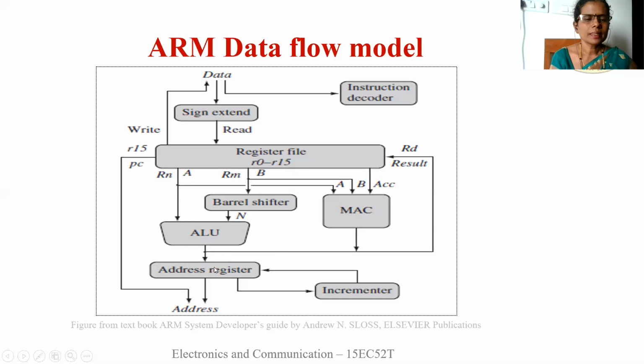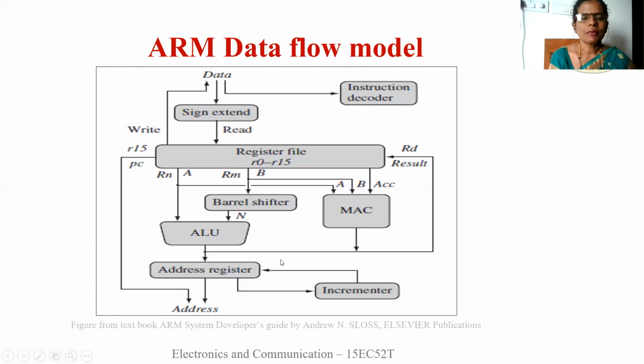And from the address register, it comes out. And from the register file, one more line is coming as an address. The address register goes to the incrementer, and the incrementer comes back to the register. This is the way of drawing the ARM core data flow model.